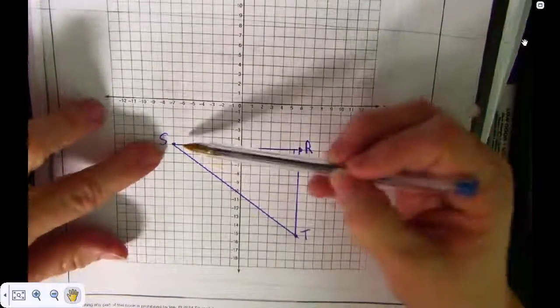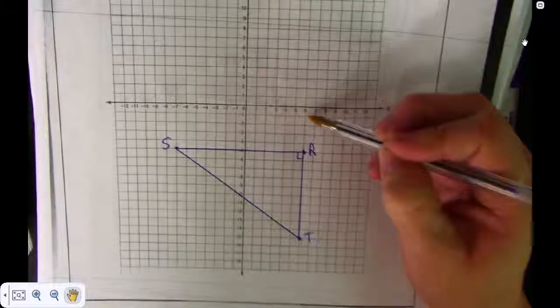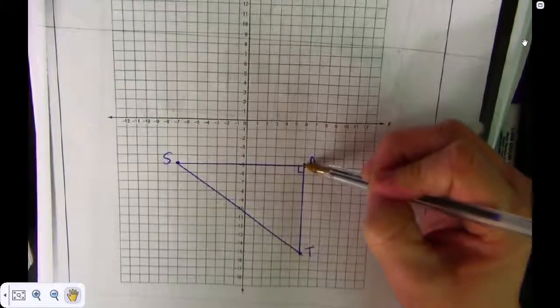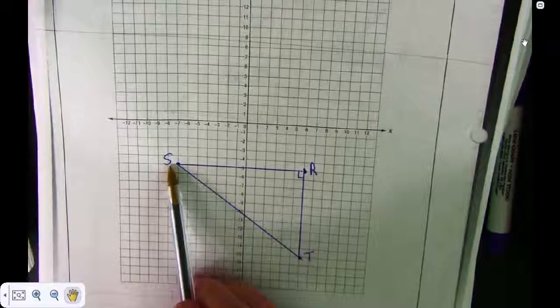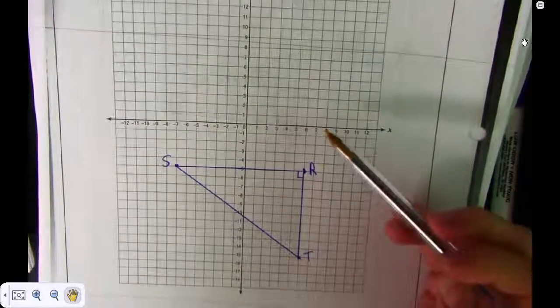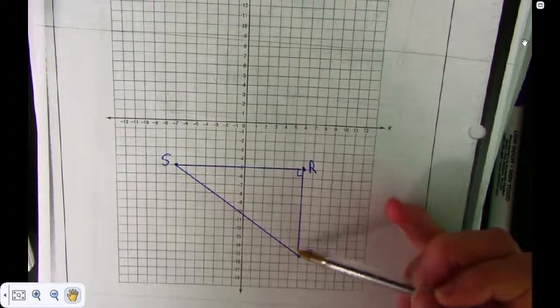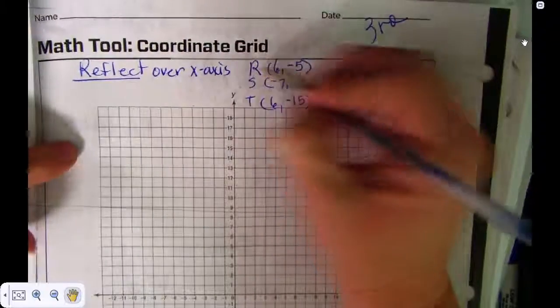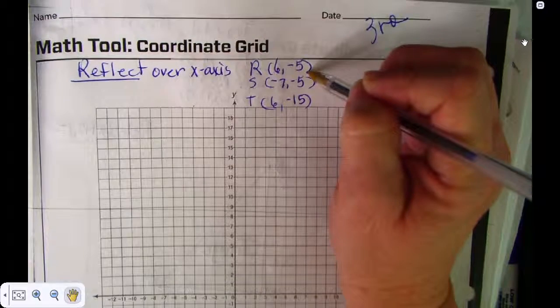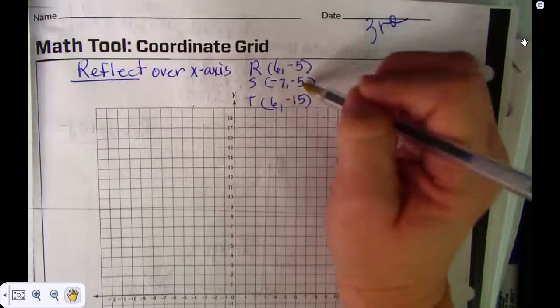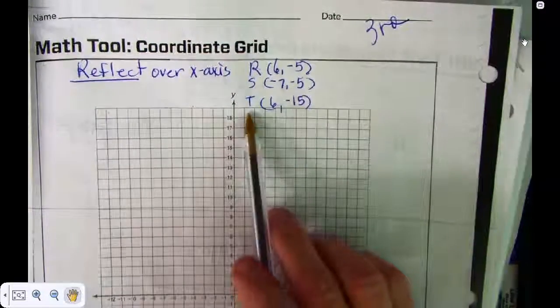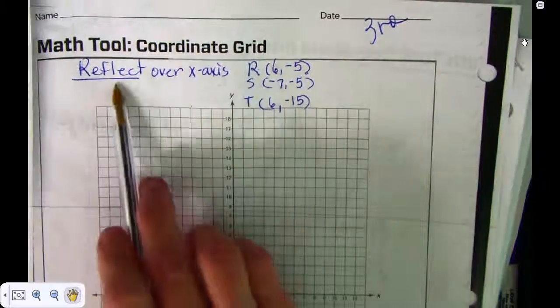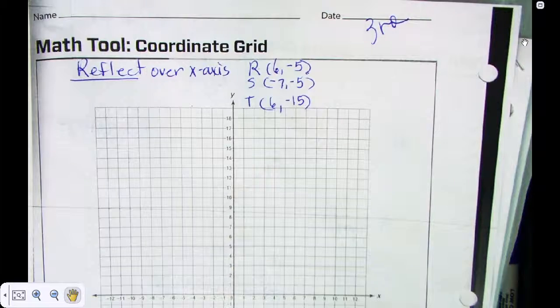So we took the right triangle on the grid, and we put R at 6, -5, S at -7, -5, and T at 6, -15. Then we wrote the coordinates up here. R is 6, -5. S is -7, -5. T is 6, -15. And we're going to reflect over the x-axis.